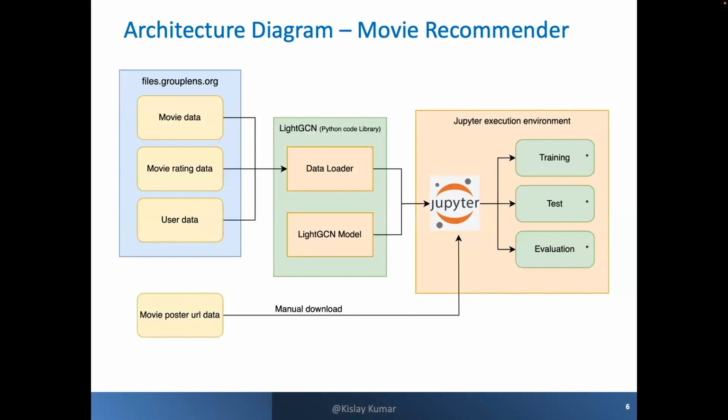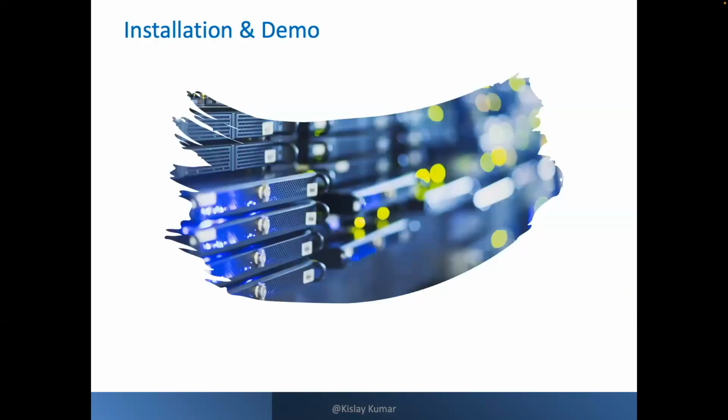This is the high-level architecture diagram for this project. Movie rating data is taken from GroupLens. Poster URL is taken from a public GitHub repository. The LightGCN model code is taken from Microsoft's recommender library, and some modifications are done. And JupyterLab is used as the execution environment. Now I will show the installation steps for this project, and then we'll show the execution in JupyterLab.